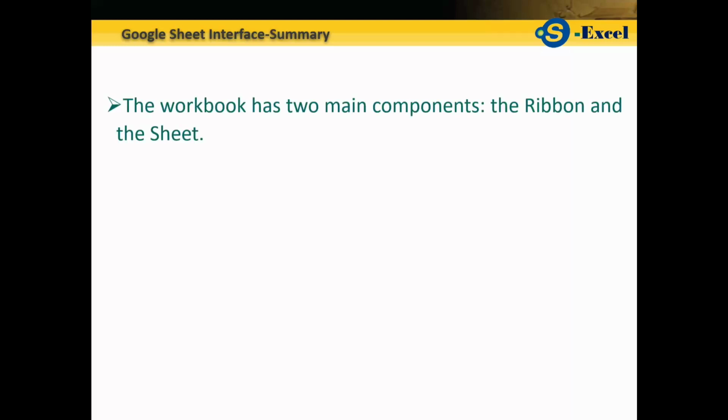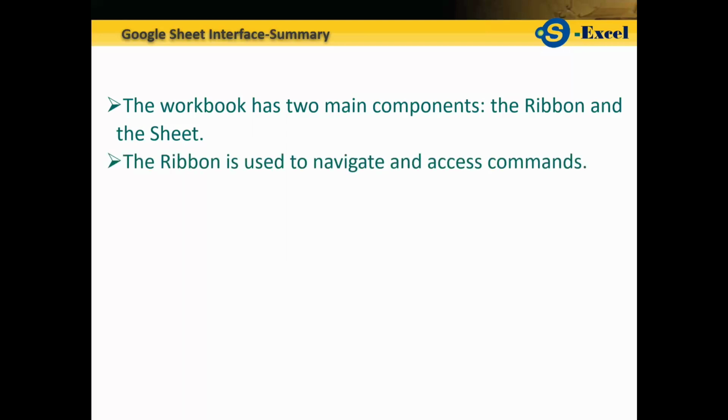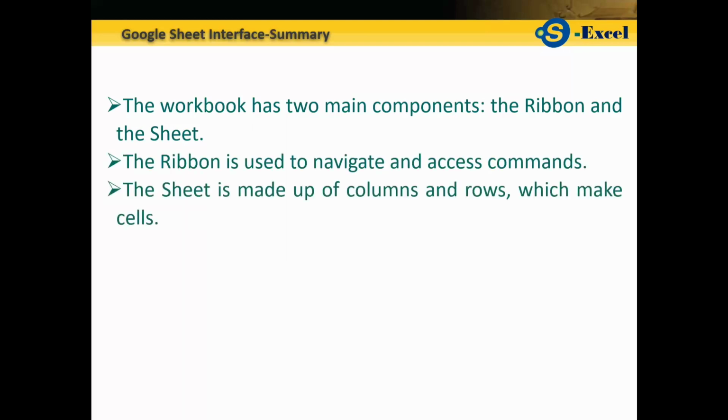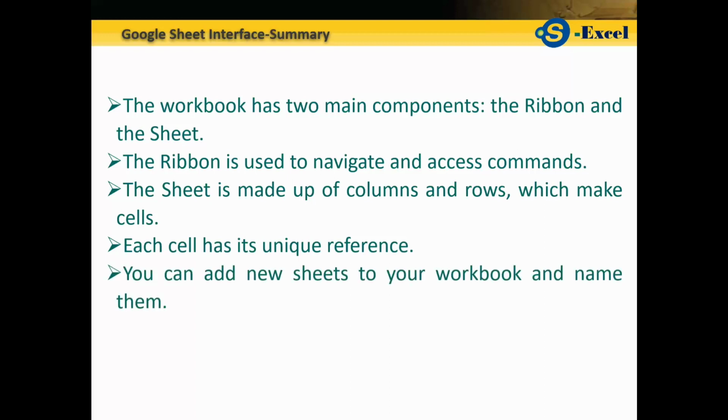Okay, friends, let's summarize the Google Sheet interface. The workbook has two main components, the ribbon and the sheet. The ribbon is used to navigate and access commands. The sheet is made up of columns and rows which make cells. Each cell has its unique reference. You can add new sheets to your workbook and name them.